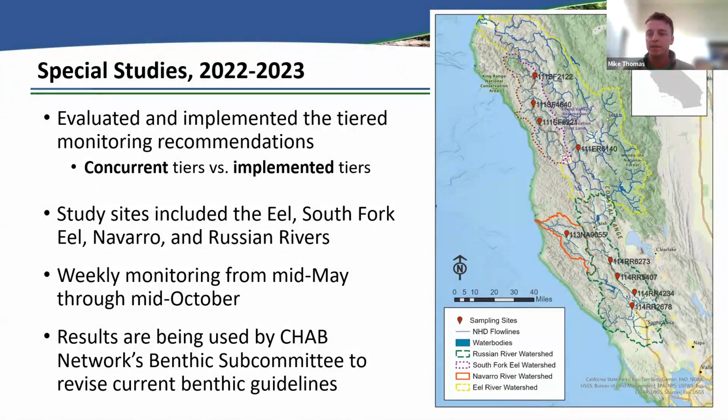As shown on the map to the right, study sites were located in the mainstem Eel, South Fork Eel, Navarro, and Russian rivers. Sites were monitored weekly to capture baseline conditions starting in May, then through peak bloom season and into the start of senescence in October. Note that results from our special studies were provided to the CCHAB Network's benthic subcommittee as they review and revise benthic guidelines for the state.